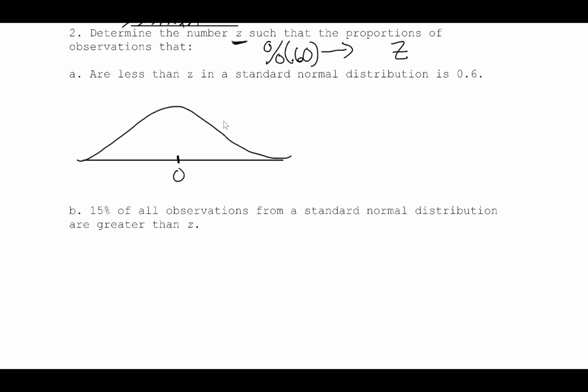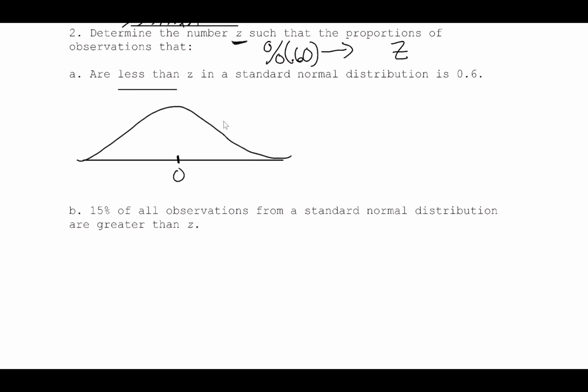So just remember the mean is always in the middle. Since we're trying to find the Z value, the mean should go in the middle. If you look right here, the reason I know the left-hand side is 60% is because they say less than. Less than means it should be to the left, so the less than portion should be 60%.